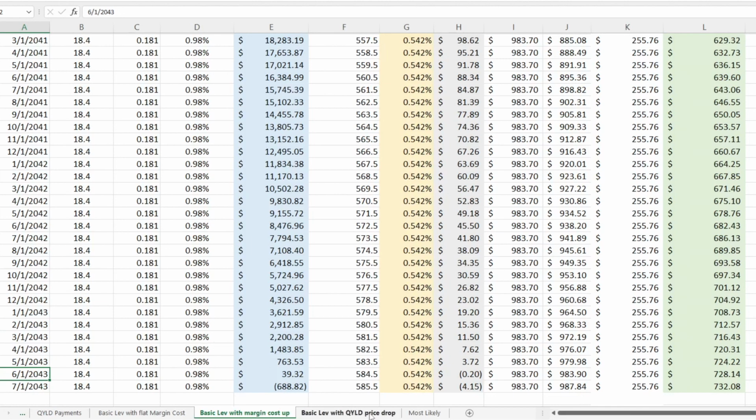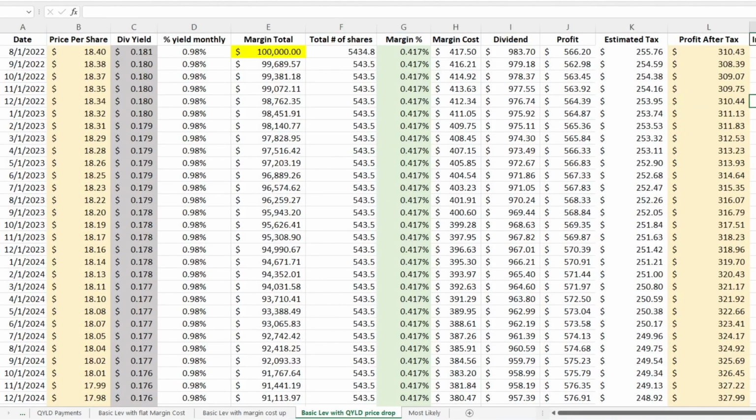But let's look at the next example. Now this one, we're going to assume that the margin cost stays the same as it is today. I know that's not likely to happen, but just for this example, let's do this. But we are going to go with a Qyld price decay of 2% per year.